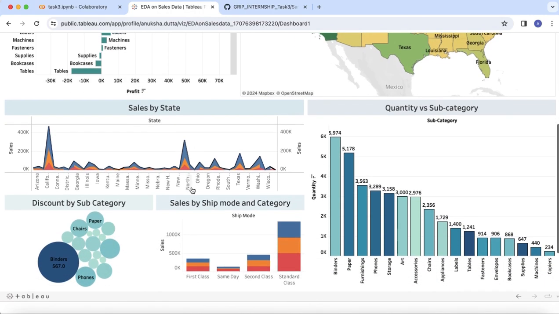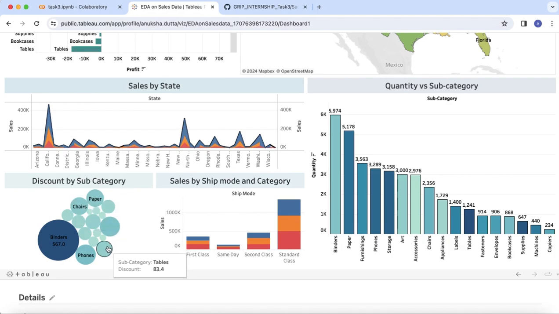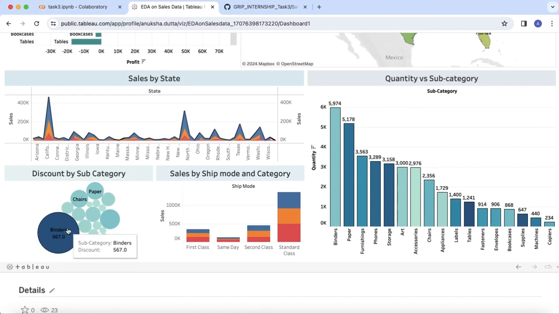Next, I have these particular charts. First I will talk about the bubble chart. This is a chart that displays the discount by the subcategory, and it's also color coded. That means the darker the shade of blue and the bigger the size of the circle, the bigger the discount value. For instance, in this case, binders have the highest discount, followed by papers and chairs and so on.